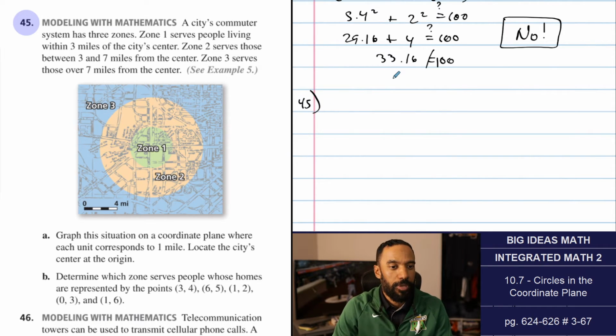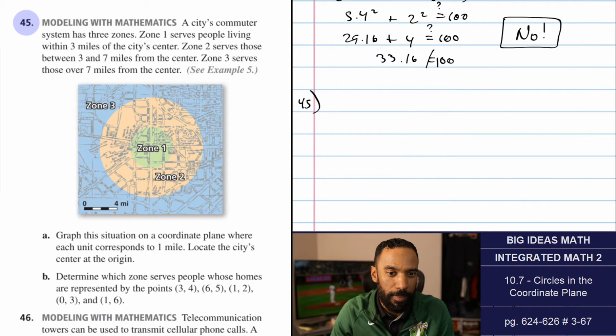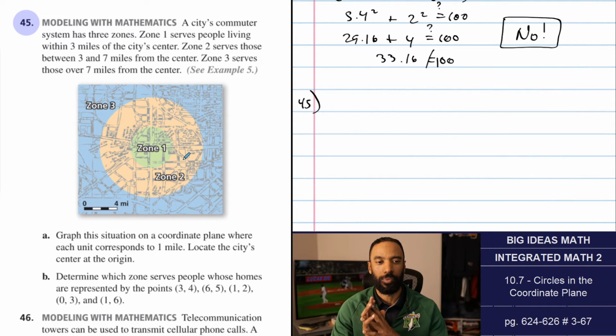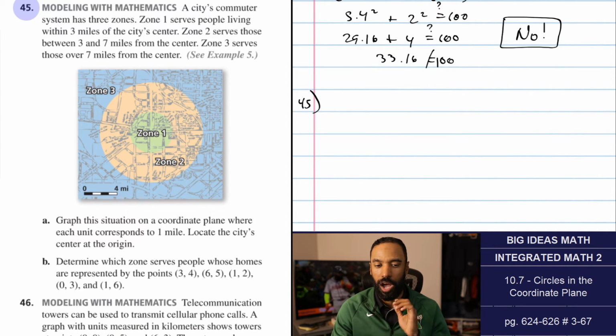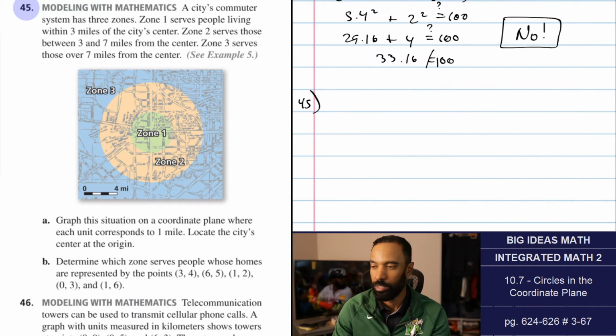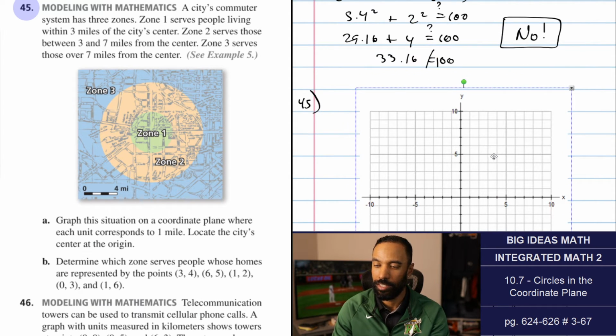A city's commuter system has 3 zones. Zone 1 serves people living within 3 miles of the city center. Zone 2 serves those between 3 and 7 miles from the center. Zone 3 serves those over 7 miles from the center. Pretty far. Graph the situation on a coordinate plane where each unit corresponds to 1 mile. Locate the city's center at the origin.